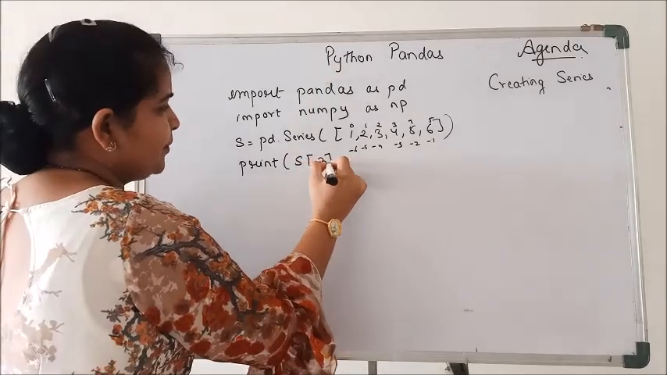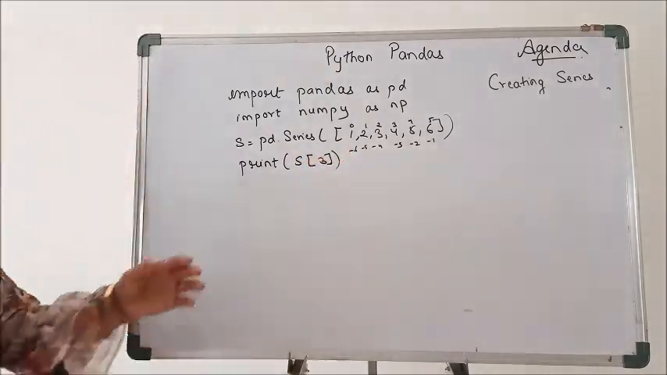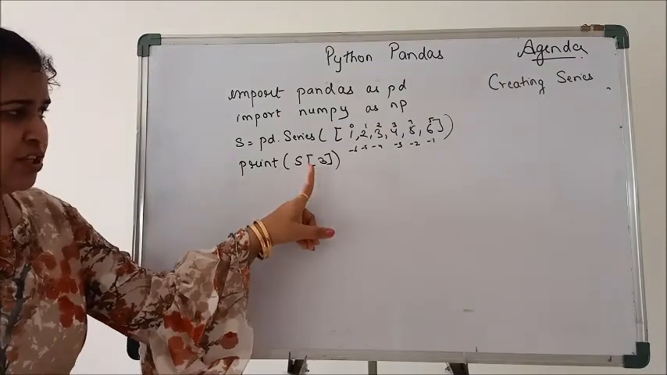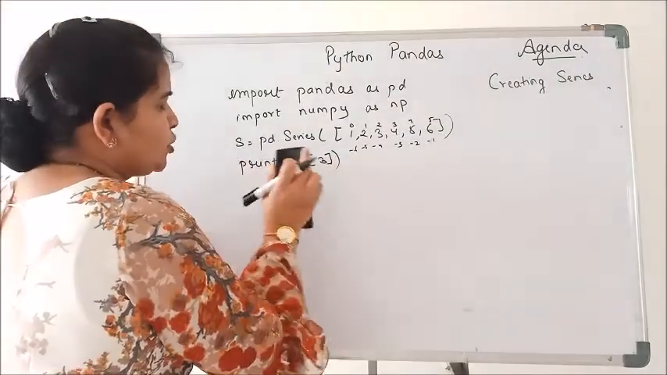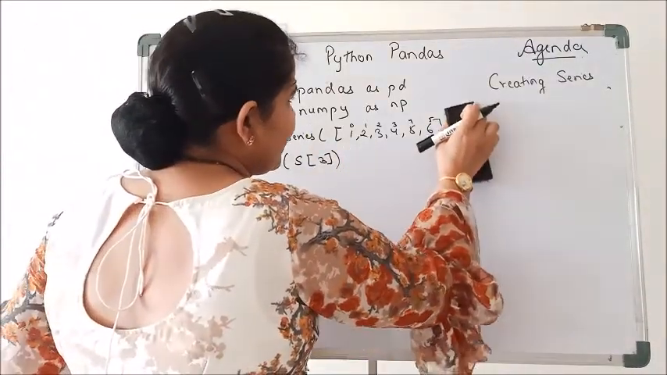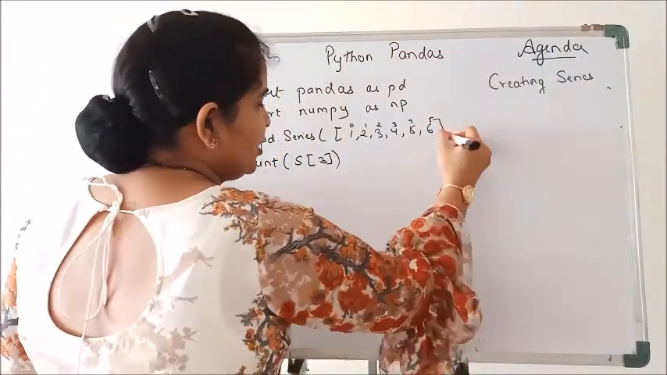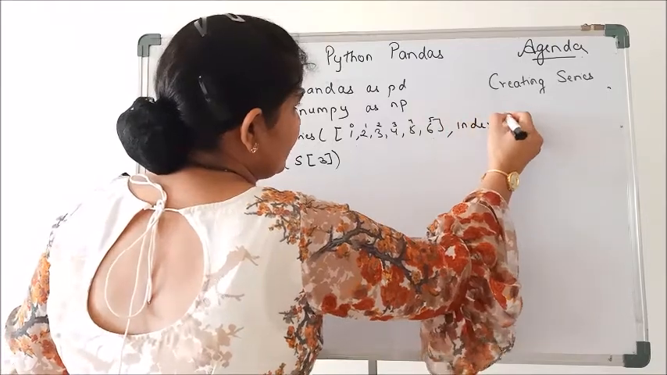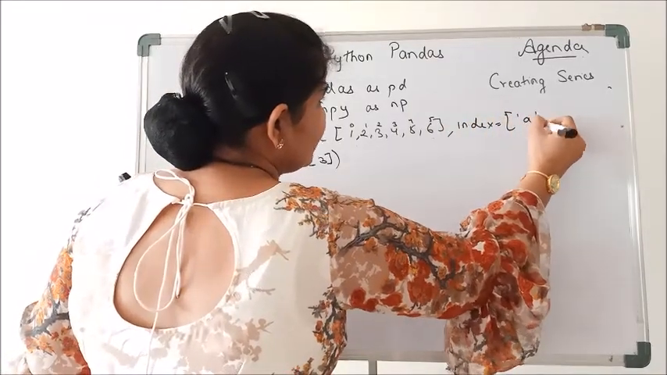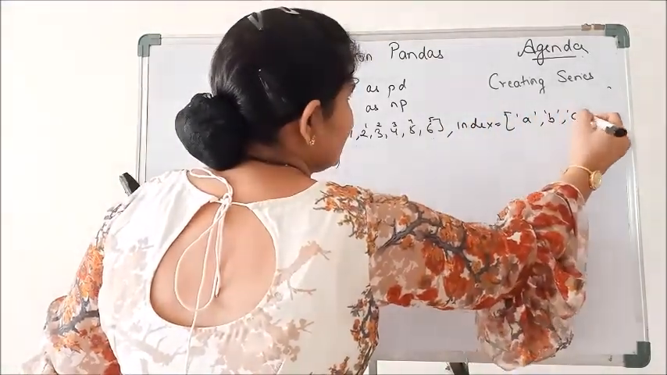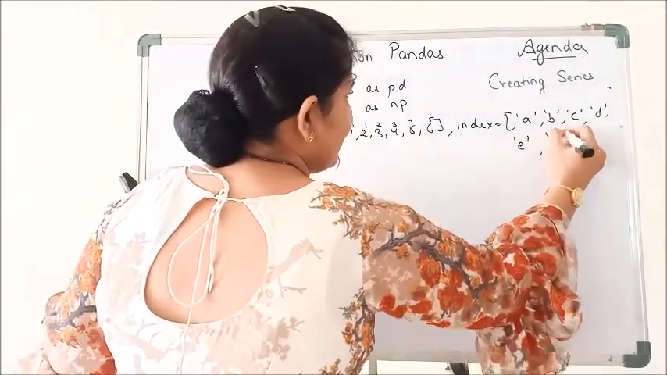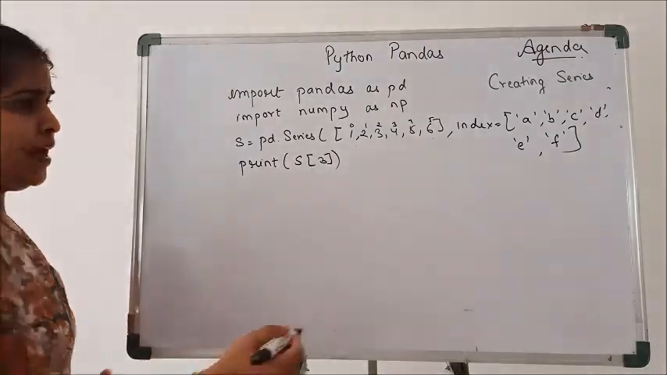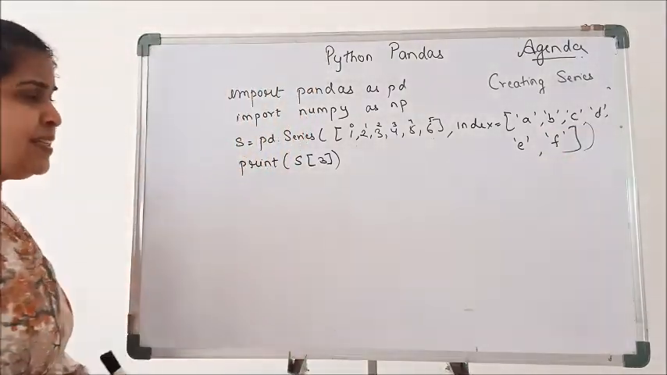Suppose I am writing 3. In this way, you can access the element of the series by mentioning the index. If I want, I can mention the index also, index A, B, C, D, E and F. So we can have strings also as index.